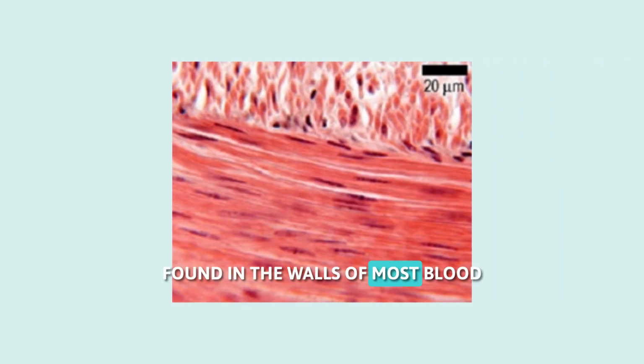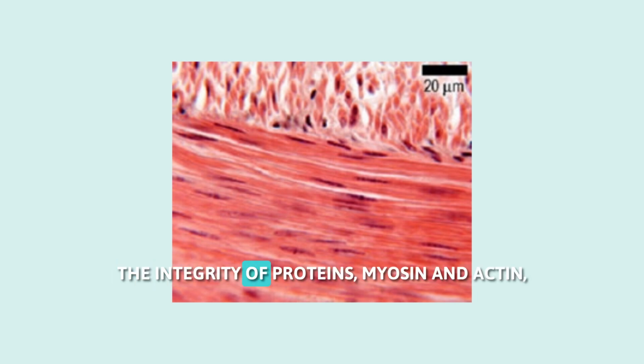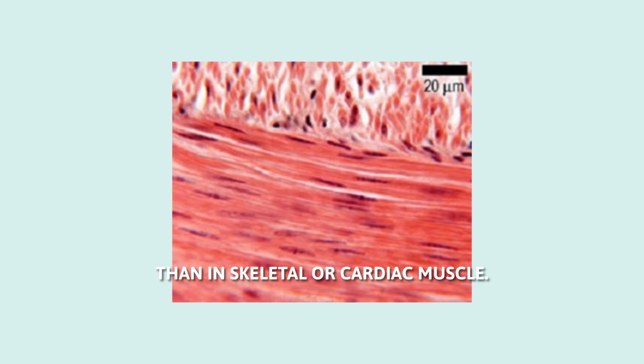Found in the walls of most blood vessels and tubular organs, such as the intestine, smooth muscle is also involuntary and does not have a stripy appearance because it does not have repeating sarcomeres. The contractile proteins, myosin and actin, are also much more randomly arranged than in skeletal or cardiac muscle.